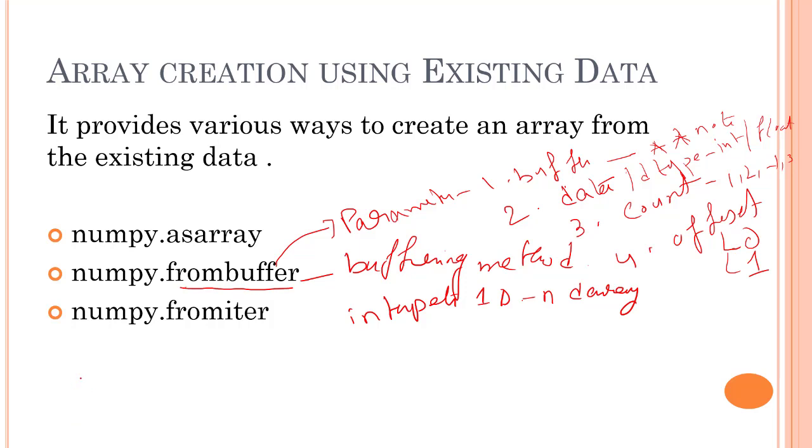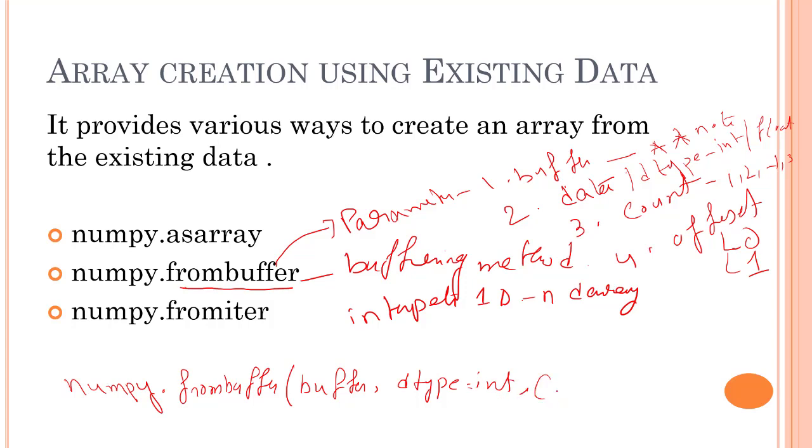Now how the syntax works with numpy.frombuffer to create a normal array: you follow numpy.frombuffer, and then your parameters. First, as usual, buffer, then dtype. Suppose I'm creating an integer type, go with int, and then count. You have to give the count value; for now I'm giving count value 2, and then offset equals 0. So this is how we use the frombuffer method to create an array in numpy.